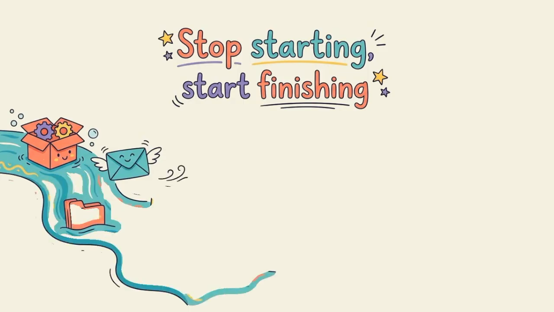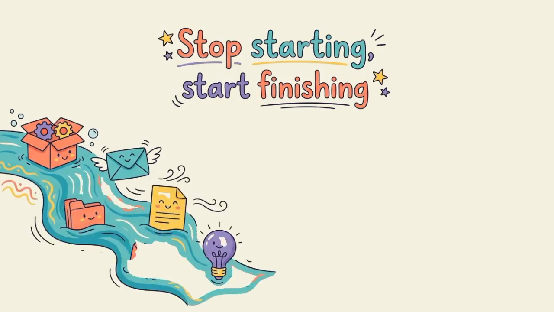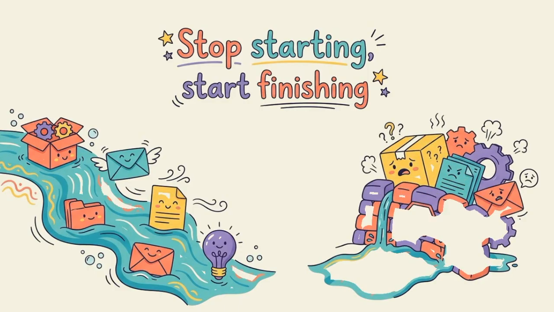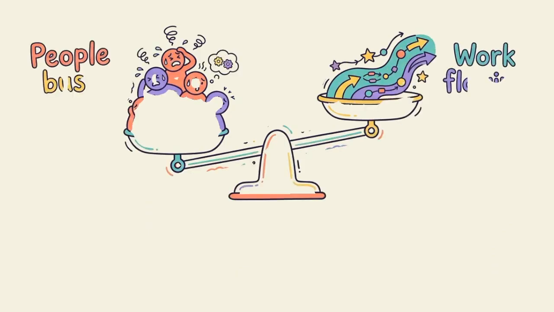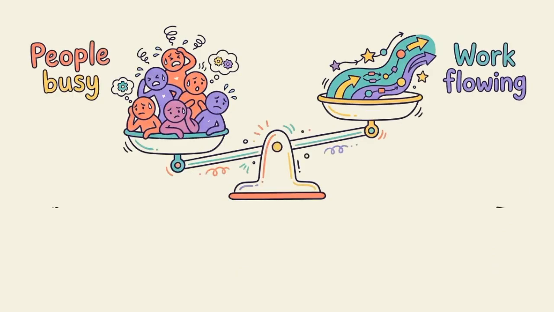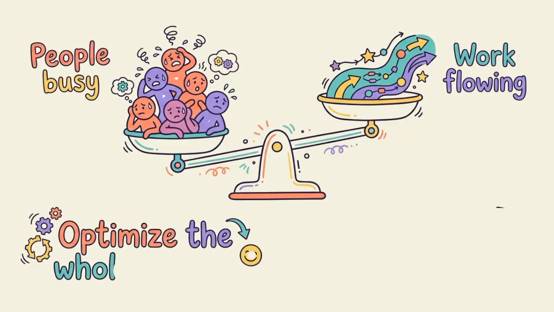Kanban also emphasizes managing flow. Flow is about how smoothly work moves through the system. Teams watch where work is waiting, where it gets blocked, and where it piles up. Instead of asking whether people are busy, Kanban asks whether work is flowing. The goal is to optimize the whole system and not individual utilization.